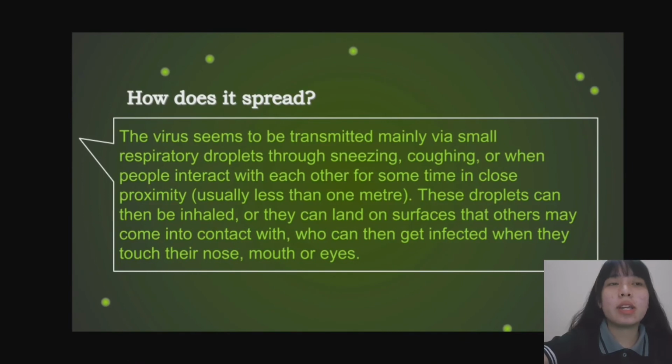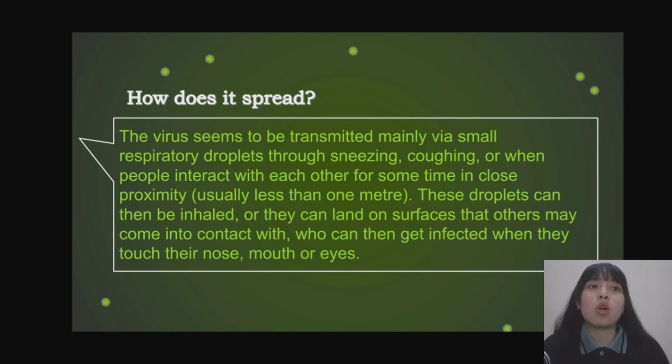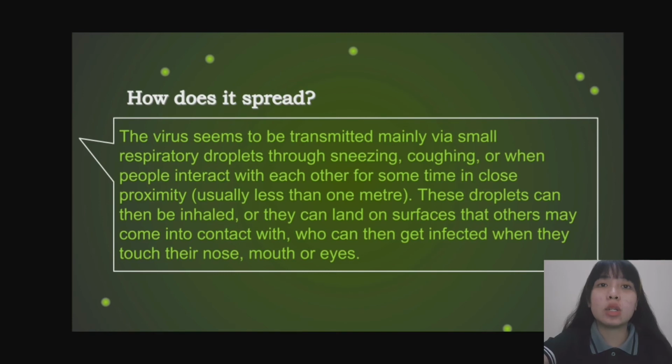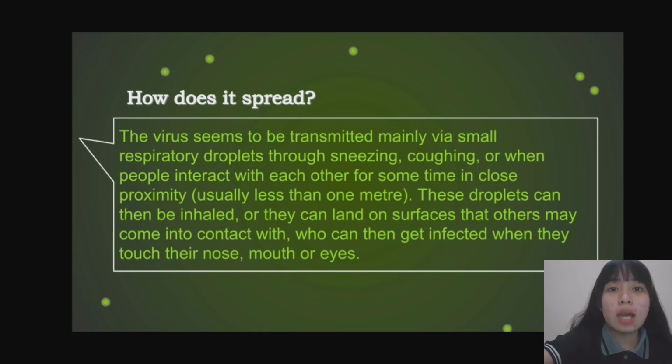How does it spread? The virus seems to be transmitted mainly by small respiratory droplets through sneezing, coughing, or when people interact with each other for some time in close proximity, usually less than 1 meter. These droplets can be inhaled or they can land on surfaces that others may come into contact with, who can then get infected when they touch their nose, mouth, or eyes.